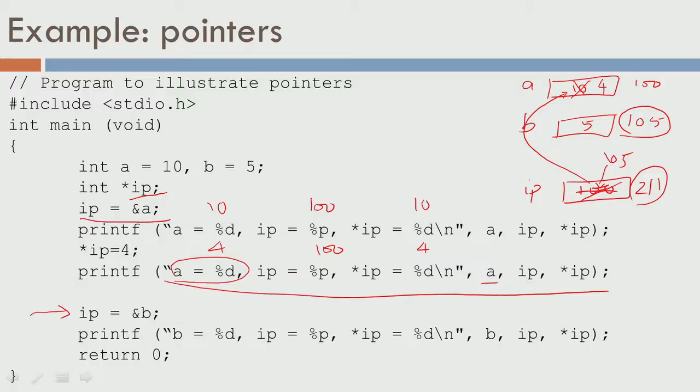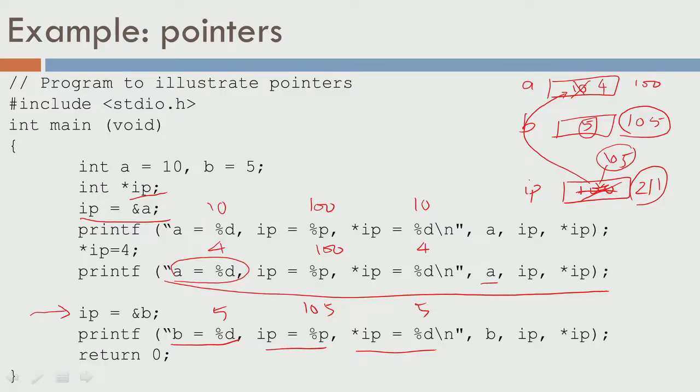Now, if you take a step back and think about what star IP must be. So, let us look at star IP. Star IP is: take the contents of IP, which is 105, and find out the value that is stored in location 105, that should be 5, right. B is already 5, IP will now have 105 and star IP is the contents of the address 105, that is 5, right.